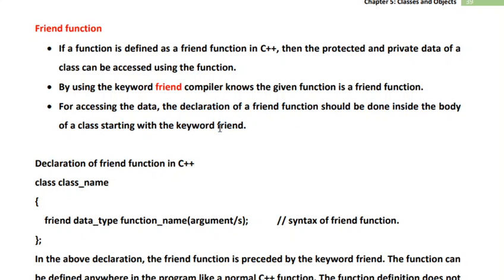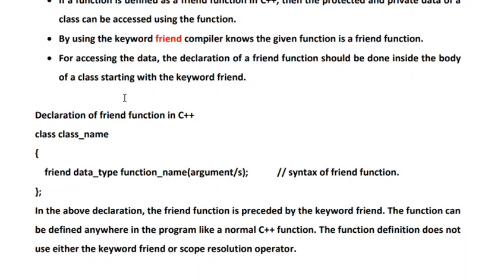Okay, then what we can do is we can have access to the public and the protected members as well. So just see here, a friend function is a function defined in C++ that allows access to the public and the private members as well. In order to make a function a friend function, we need to use the keyword friend, which will let the compiler know that it's a friend function, not a member function. And for accessing data, the declaration of the function has to be done within the class. So that's an important part that you need to understand.